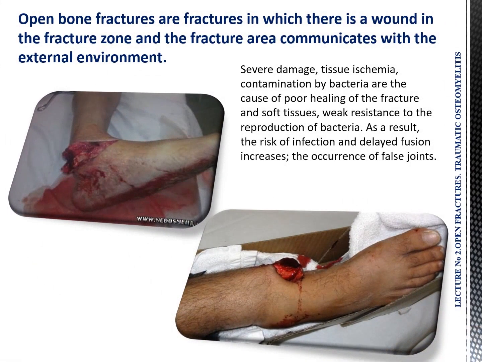So, what is the concept of an open fracture? Open fractures are fractures in which there is a wound in the fracture zone and the area of the fracture itself directly communicates with the external environment. Here you need to approach it carefully enough, because the presence of a wound on the surface of the skin does not always indicate that we have an open fracture.